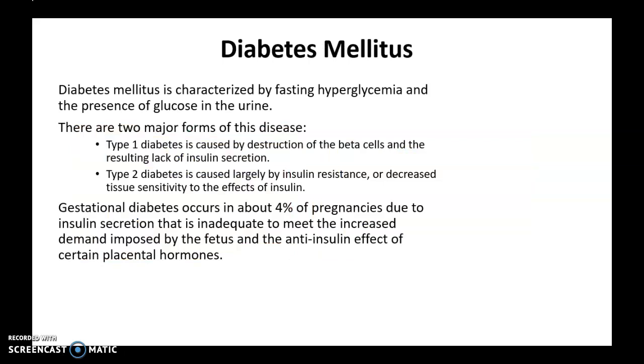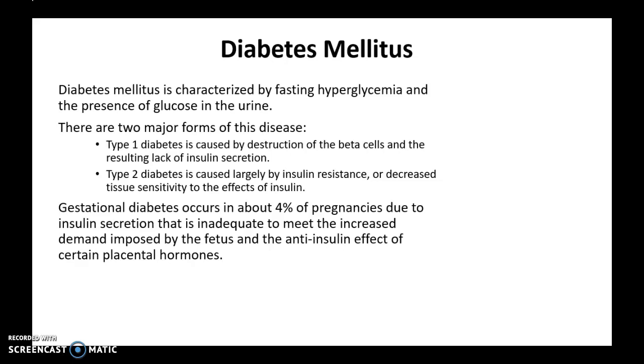Talking about diabetes mellitus. Okay. Diabetes mellitus is characterized by fasting hyperglycemia, meaning even if you are fasting, you have a lot of glucose in your blood, and presence of glucose in urine. There are two major forms of diabetes. Type 1 diabetes, once called insulin-dependent diabetes mellitus, is caused by destruction of the beta cells and the resulting lack of insulin secretion.